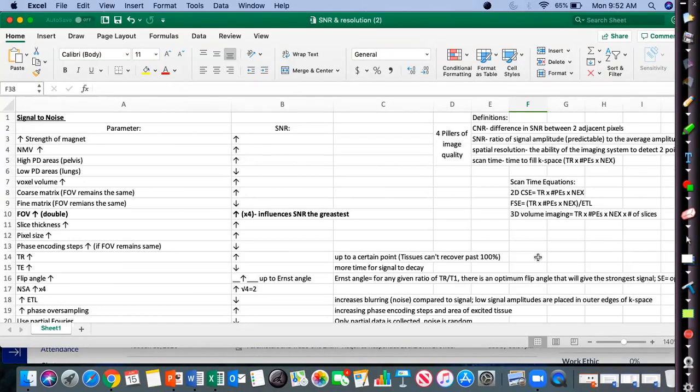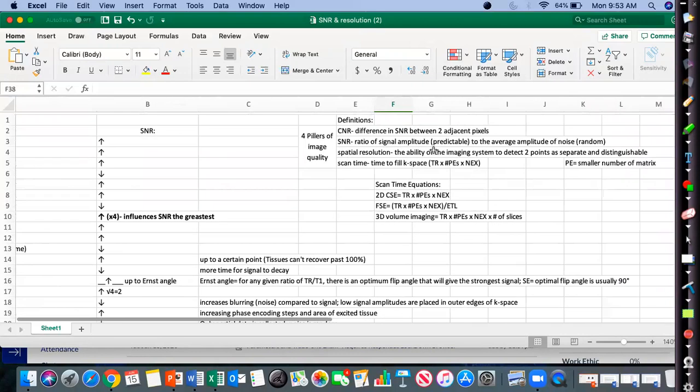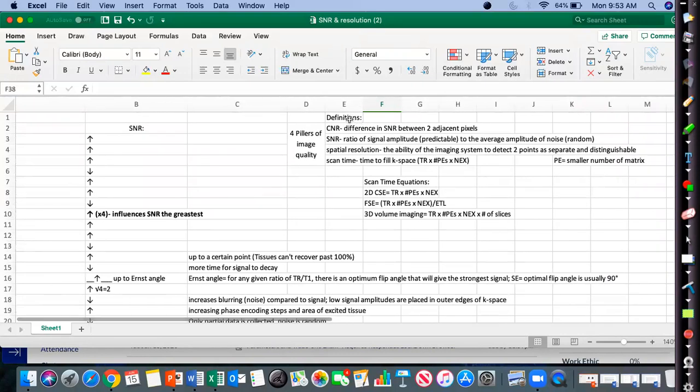So I made a couple updates to this this weekend. But basically what we've been talking about this entire unit are our 4 pillars of image quality. And those pillars are contrast to noise ratio, signal to noise ratio, spatial resolution, and scan time. When we're dealing with MRI, a lot of times we like to say with our parameters, we get a lot of trade-offs where one will increase, say signal will increase, but then your spatial resolution might decrease just because of what happens to your voxel size.